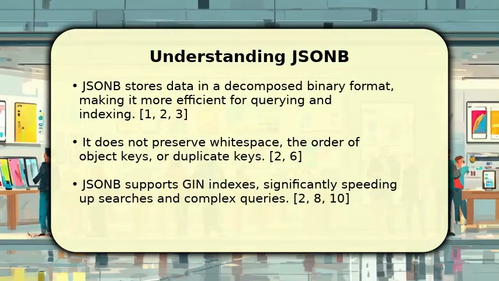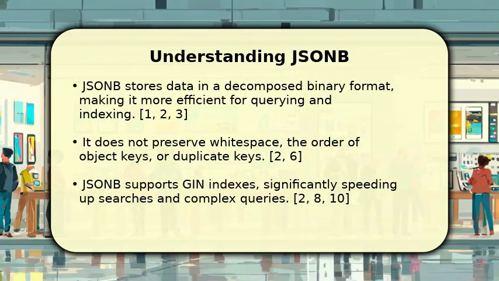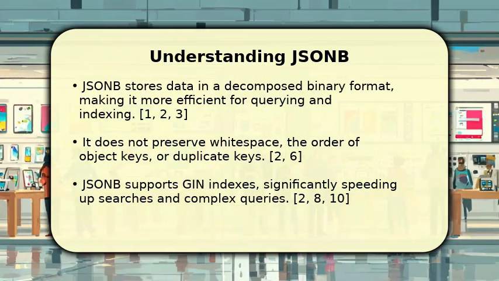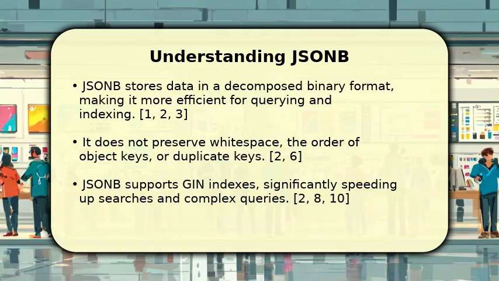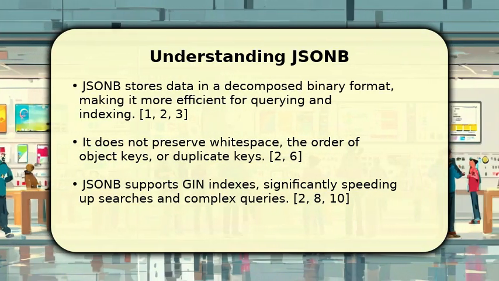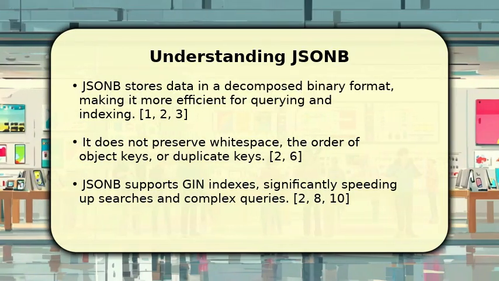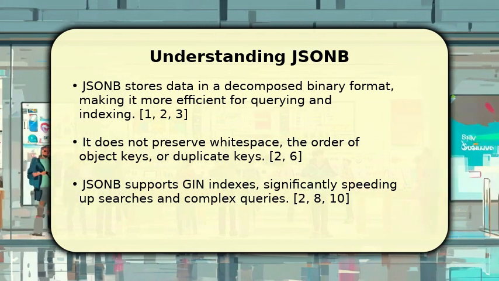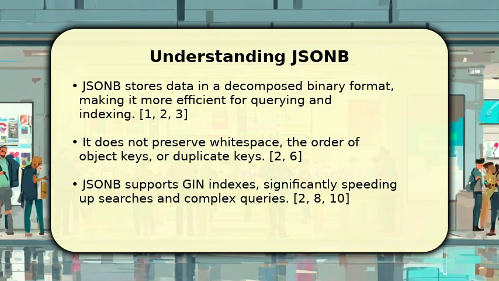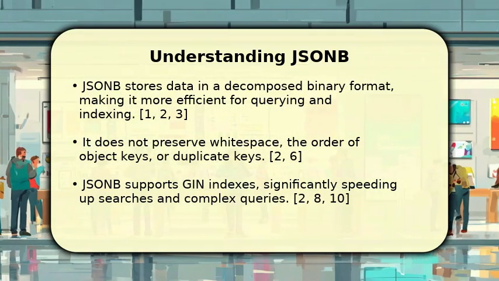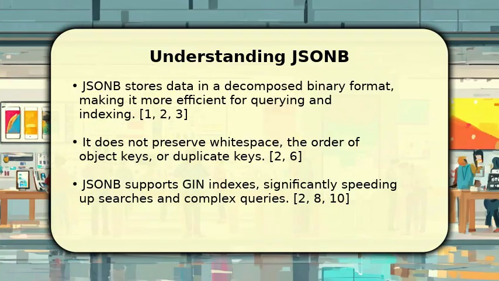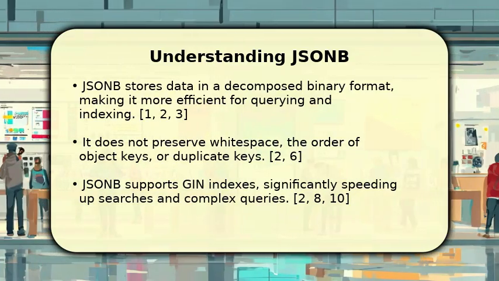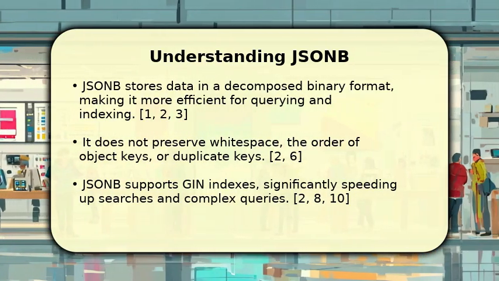JSONB, often referred to as JSON Better or JSON Binary, stores data in a highly optimized, decomposed binary format. This means it's significantly faster for querying, indexing, and manipulating data because no reparsing is needed for each operation. While JSONB does not preserve whitespace or the exact order of object keys, and it removes duplicate keys, these trade-offs enable powerful features like GIN indexing. This makes it ideal for applications requiring frequent data interaction and complex searches, despite a slightly slower initial insert due to conversion.